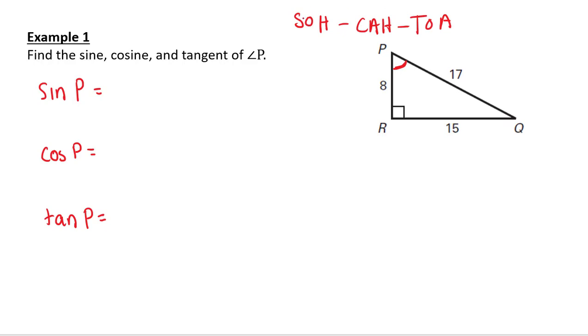SOHCAHTOA. So sine is opposite over the hypotenuse. Cosine is the adjacent to that angle over the hypotenuse. And tangent is opposite over adjacent. And that's where I'm getting those letters from. Opposite over adjacent.